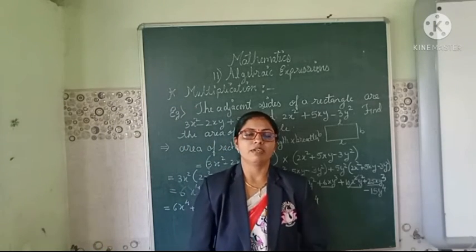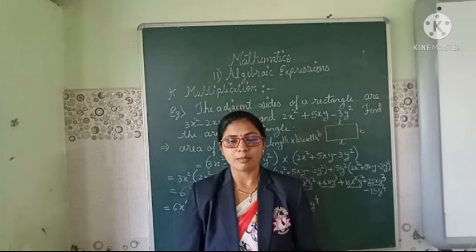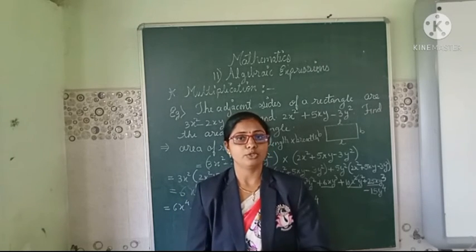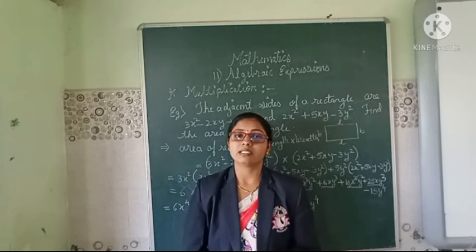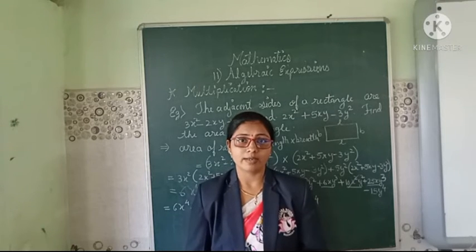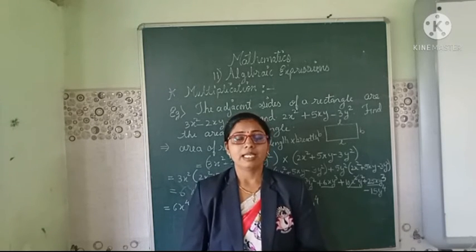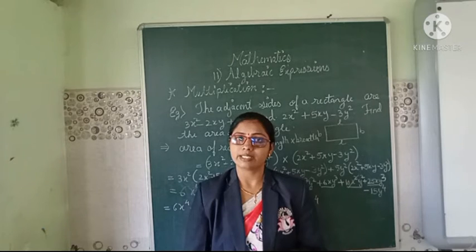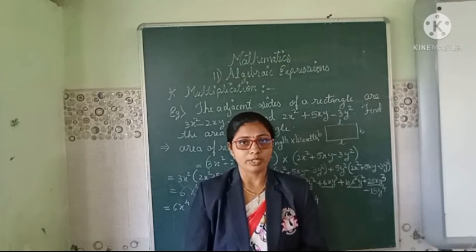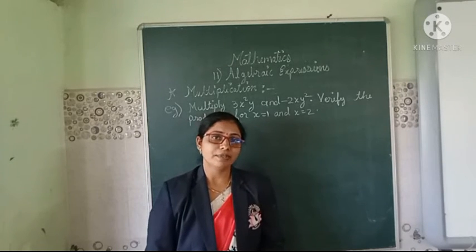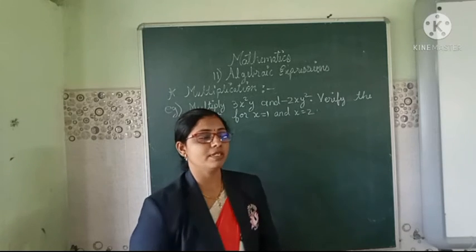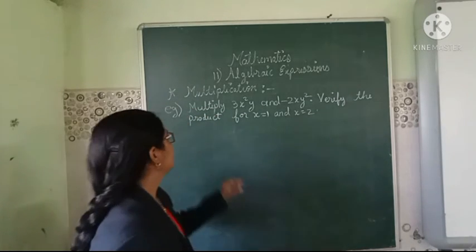So in this way we can solve the different type of the examples by multiplying polynomial into polynomial. There can be the examples like find the area of a square, area of a rectangle. In that way you have to go through the example, see properly. Okay. Now let us have a look at a different type of example which is very interesting.